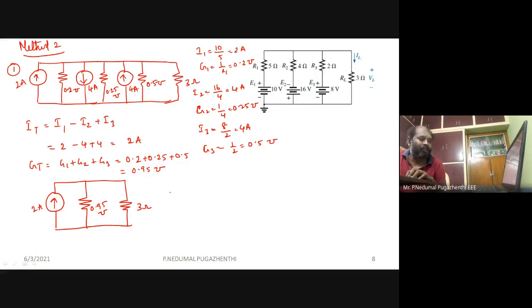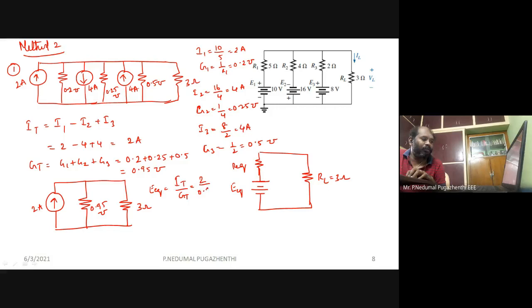Now I have to convert this into a voltage source in series with the resistance, E equivalent and R equivalent. I have to know what is your E equivalent and R equivalent, and this is your RL, which is 3 ohms. What is the formula for E equivalent? E equivalent is equal to I total divided by G total. So tell me, 2 divided by 0.95. What is the value? Use your calculators and tell me.